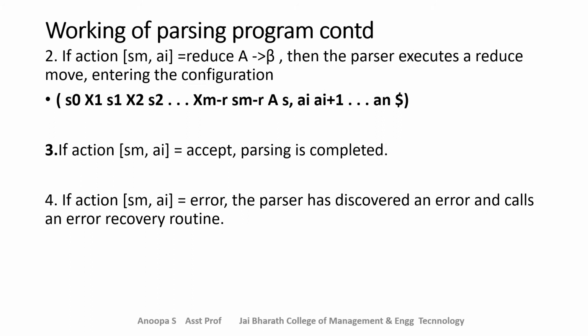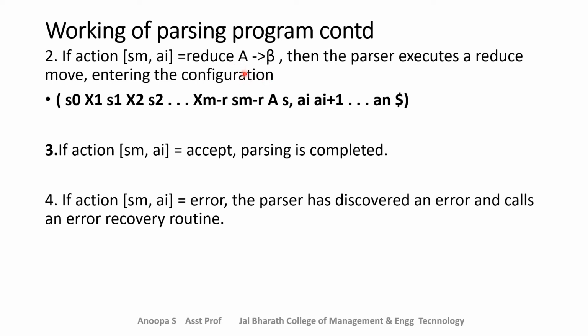It can perform a reduce action. When we consult the parsing table with the state sm and the terminal symbol ai, it can be reduce A giving beta. Then what we have to do is take the modulus of beta. Suppose the production is E giving id, then id is the beta part and modulus of id is 1. If it was E giving E plus T, modulus of beta is 3, since E plus T consists of 3 elements. So take the modulus of beta and then pop that many elements from the stack. If my example is A giving id, then modulus of id is 1, so I have to pop one state from the stack top.